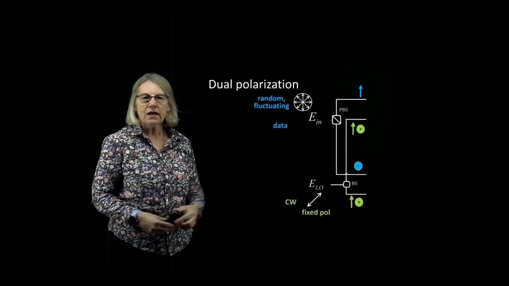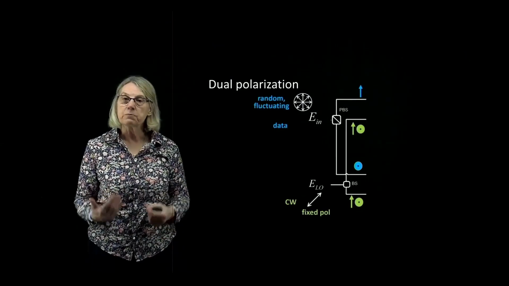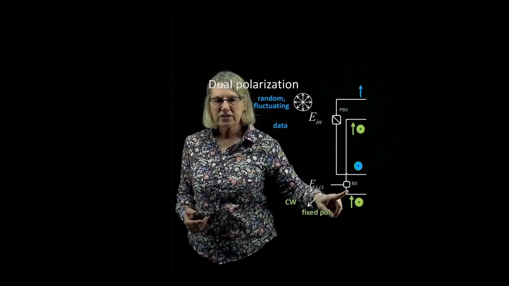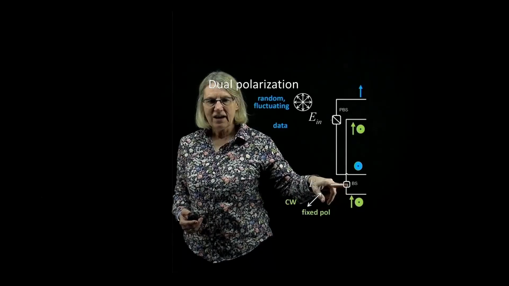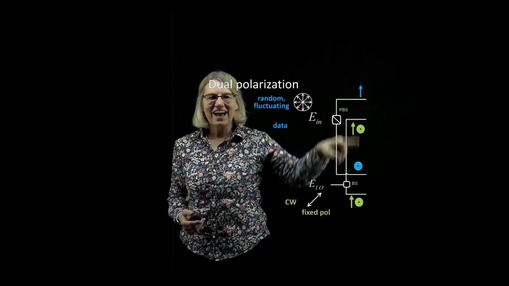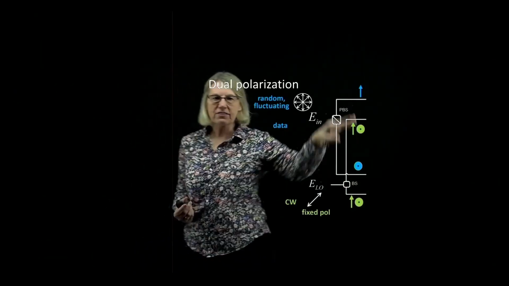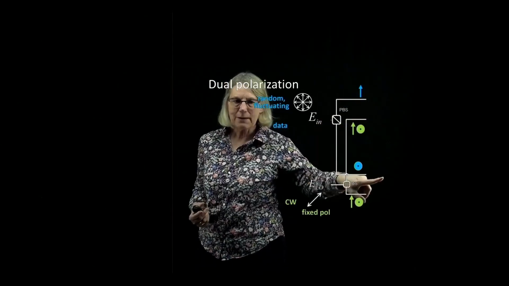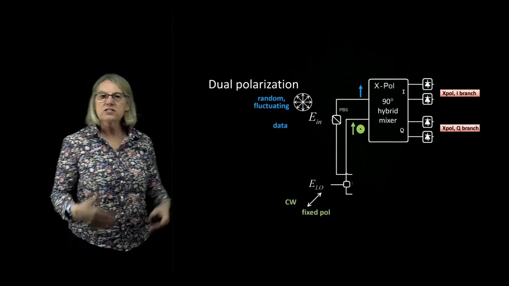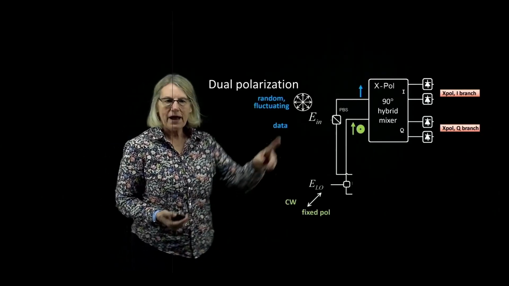Now the signal input, on the other hand, is going to go into a polarization beam splitter. The polarization beam splitter is going to break the X and the Y polarization into two paths. So there will be one path for the X polarization and a separate path for the Y polarization. Now let's look at what's happening on the X polarization path for my signal.